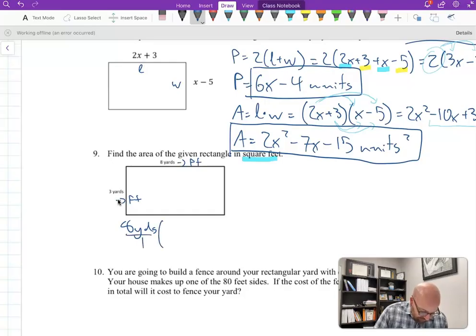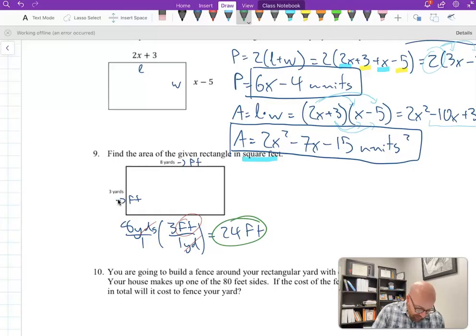Our conversion factor is that there are 3 feet in 1 yard. 8 times 3 is 24. Our units of yards cancel out, leaving us with feet. So that's equal to 24 feet. So that's going to be this measurement for our length. We can just say that this is equal to our length. What about for our width or height?